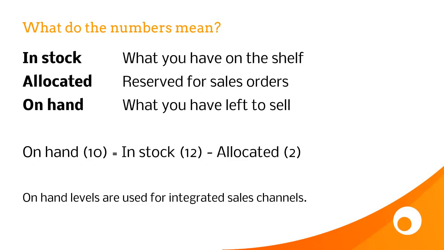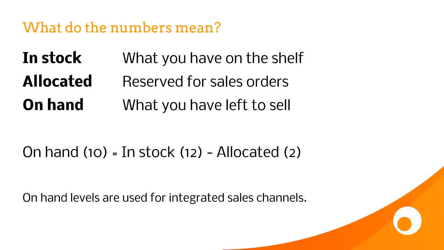So there are 3 different numbers when we're talking about stock or inventory. The first is in stock, which is what you actually physically have on the shelf or in the warehouse. Now, out of those, you could have allocated some, so perhaps sales have come in from your e-commerce channels. These are reserved or allocated. And the leftover, effectively what you have left to sell, is your stock on hand. So with this example here, we've got 10 on hand, which is calculated from 12 in stock, less 2 which have been allocated to certain sales orders.